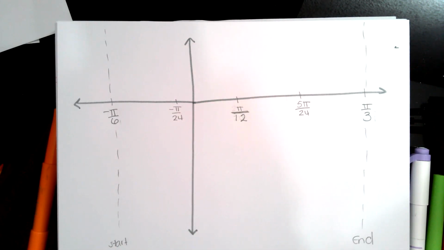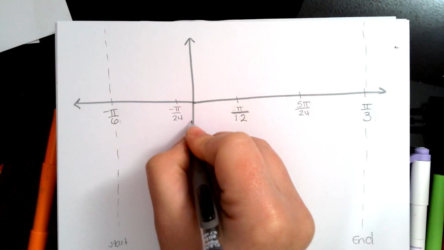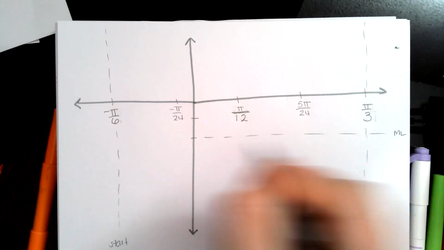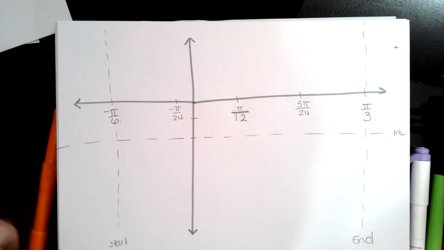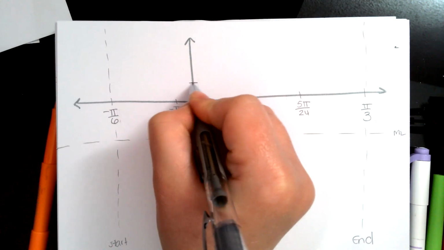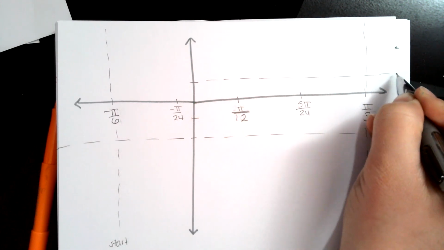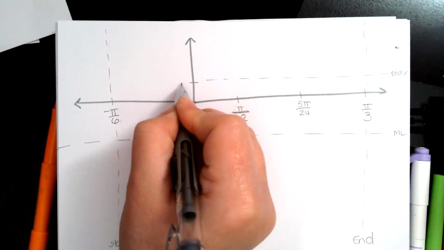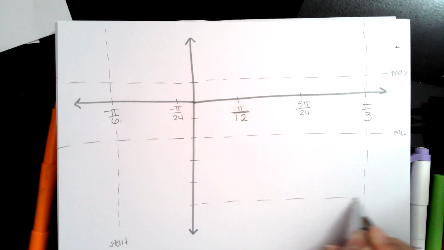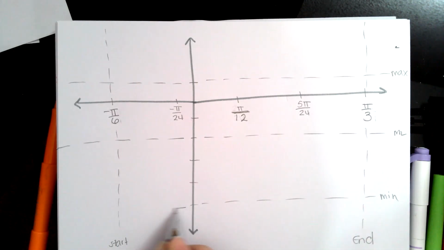Okay, now let's go ahead and find our midline at negative 2. Negative 1, negative 2, midline. Next, we're going to find our maximum using the amplitude. So 1, 2, 3. Amplitude is the distance above and below your midline. So we got a max here. And we got 1, 2, 3 for our minimum value.